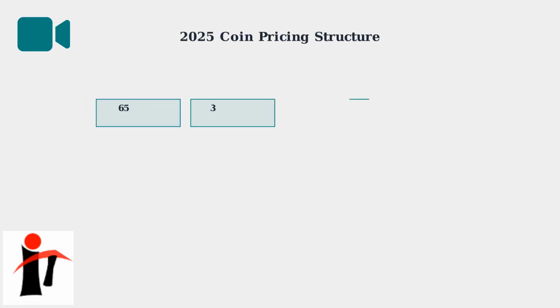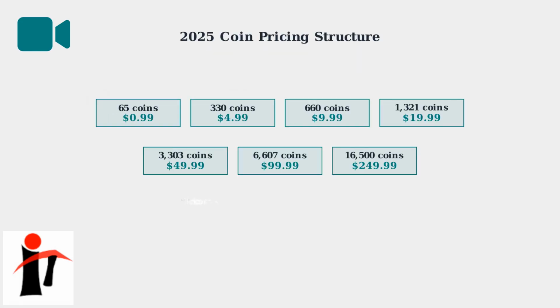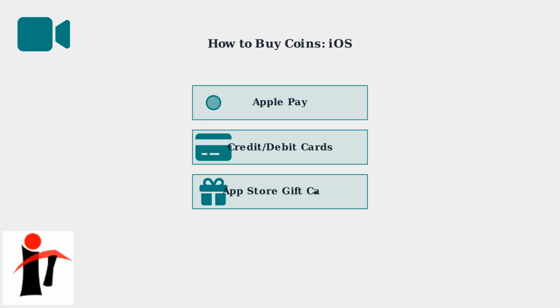The 2025 pricing structure offers 7 different coin packages, starting from 65 coins for 99 cents up to 16,500 coins for $249.99. These prices are standardized globally, but may vary by region and include local taxes. On iOS devices, you can purchase TikTok coins using Apple Pay for quick transactions, credit or debit cards, and App Store gift cards for those who prefer prepaid options.